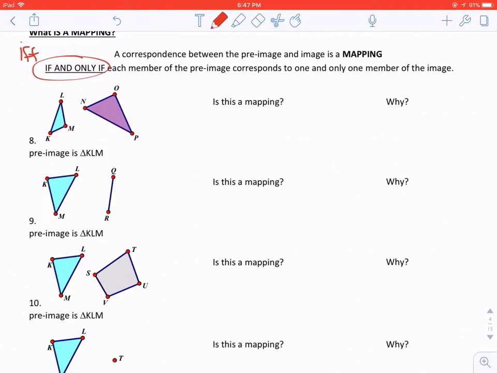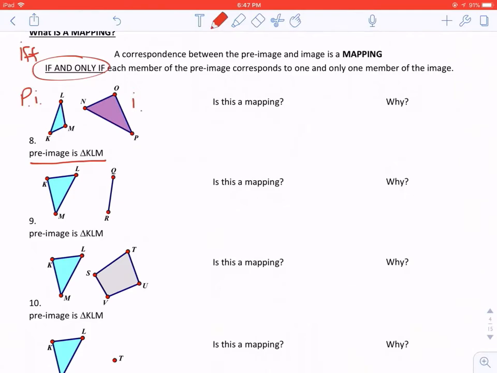So let's talk about preimage and image. Preimage means the original image, and the image is after you've changed it in some way. Looking at number 8, first of all it says that the preimage is triangle KLM. So this is the preimage, this is the image.